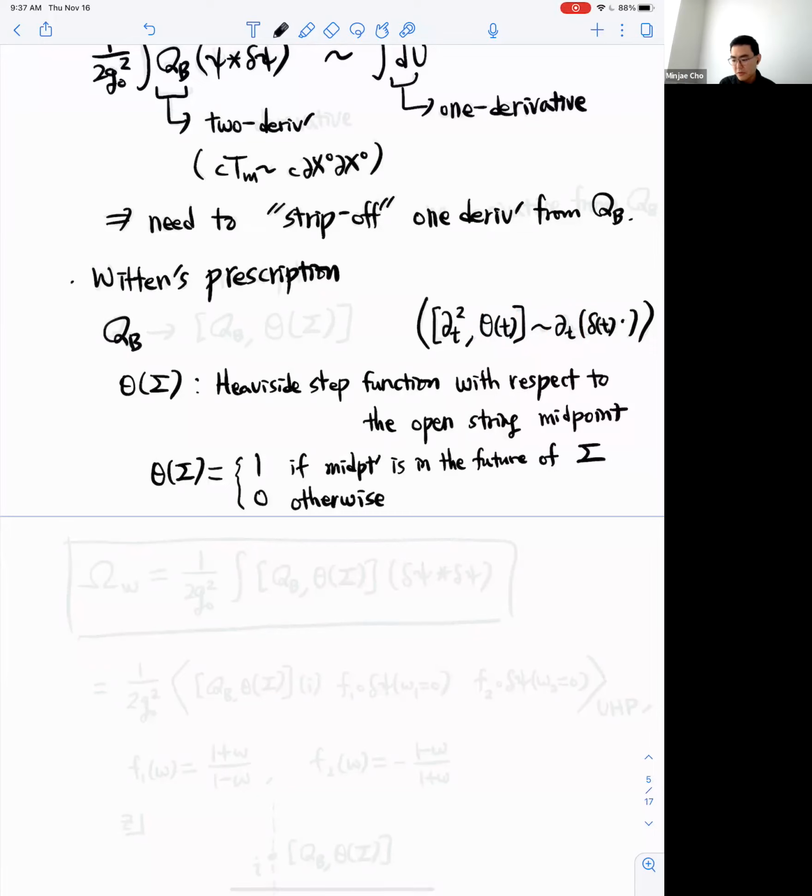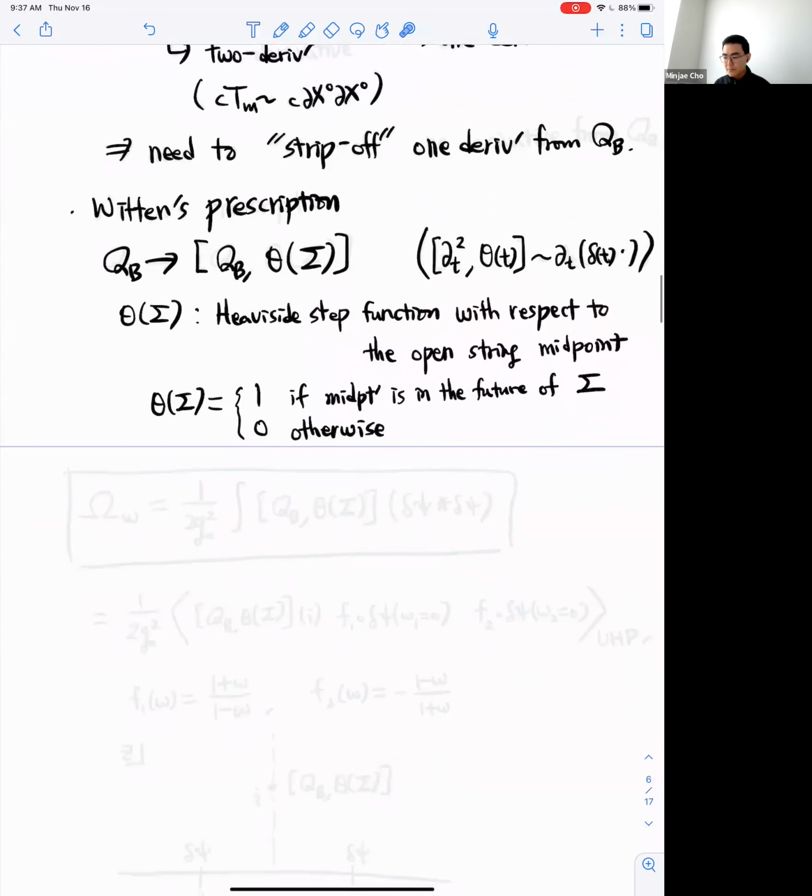And his prescription was, okay, just replace this QB by its commutator with a theta function, which depends on the choice of the Cauchy slice. And let me explain what this is. In this case, it's very simple. It's a function. If we have t, this is 0. It's a function which is 0 all the way here, but then all of a sudden it becomes 1 here.